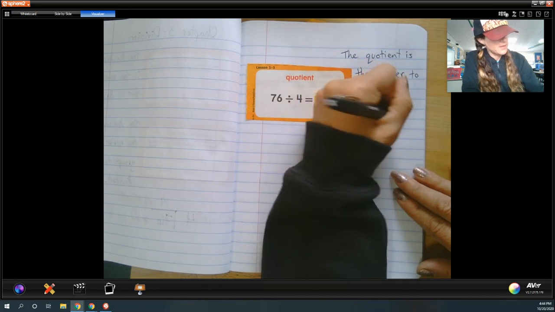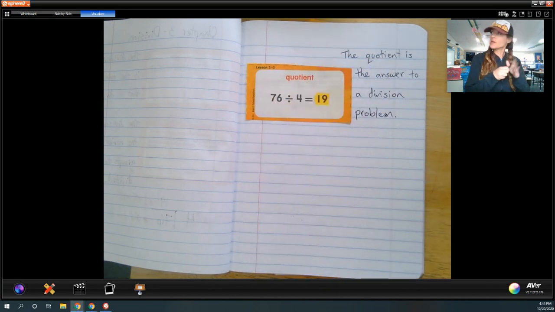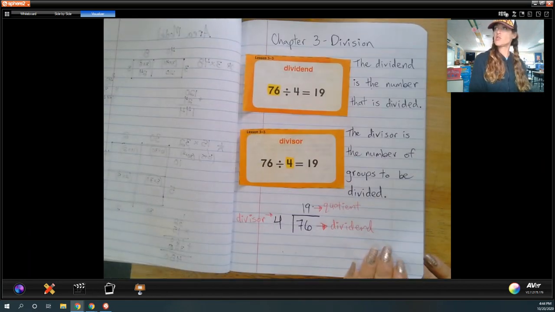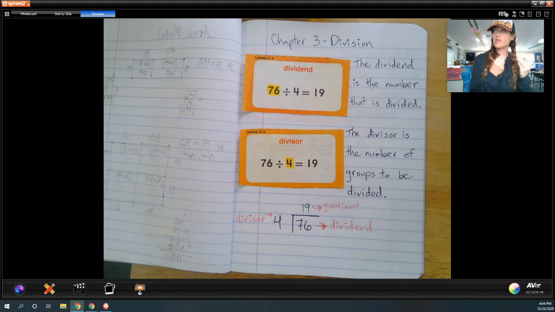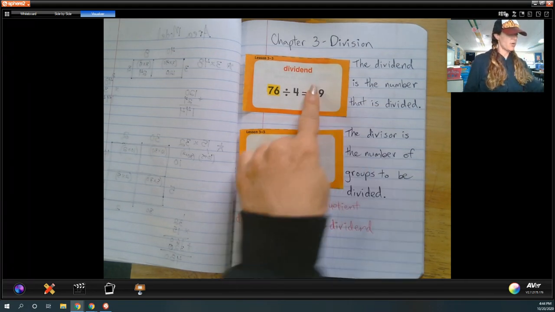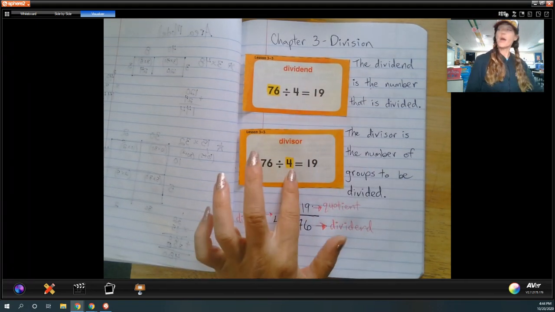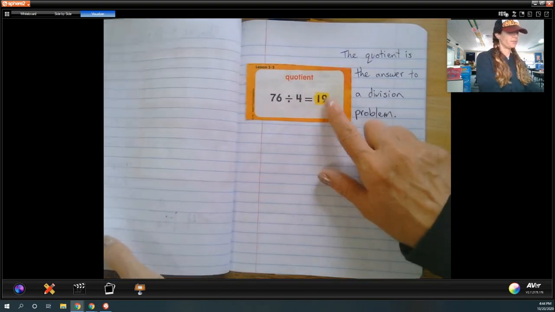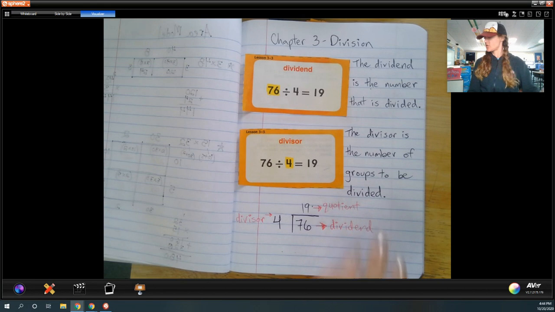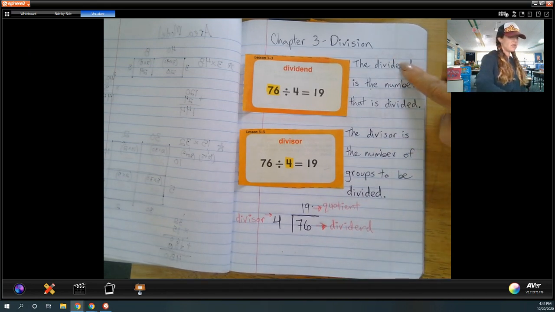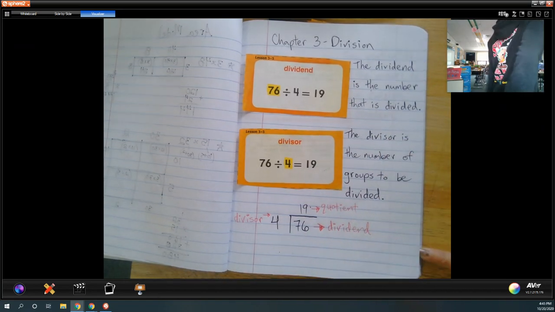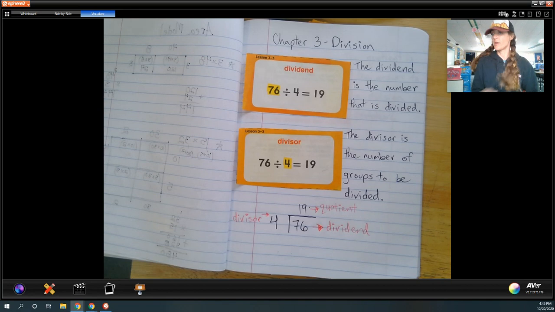And that, my friends, is all the notes that you need to take for this week. Okay, so chapter 3, division. Dividend is the number that is divided. Very important. Divisor is the number of times I'm dividing it. And the quotient is my answer. If I had my highlighter handy, which I should, but I can't find right now, I would highlight dividend and divisor in each of my sections. Oh well, I'm going to have to do it on my own.